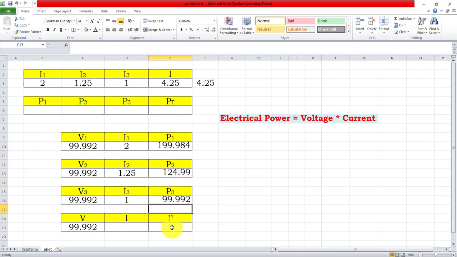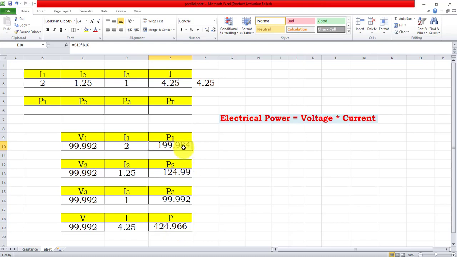Now how will we calculate the total power? We know the total voltage, and the total current is also known. It is 4.25. Let me put it here. So the total power will be equal to total voltage into total current. Now if I add P1 plus P2 plus P3, I should get this value.